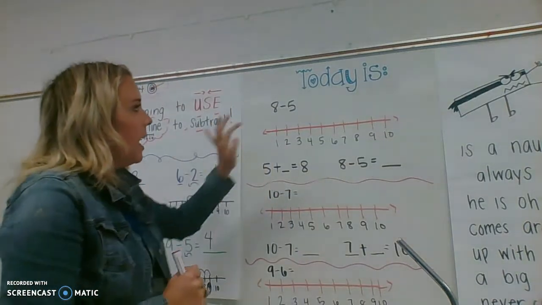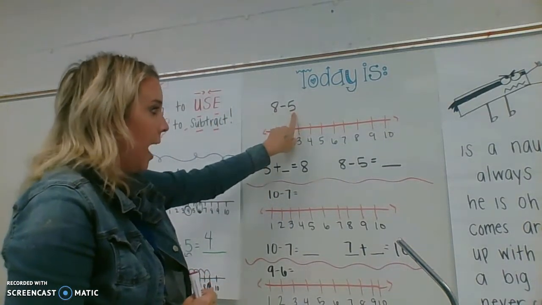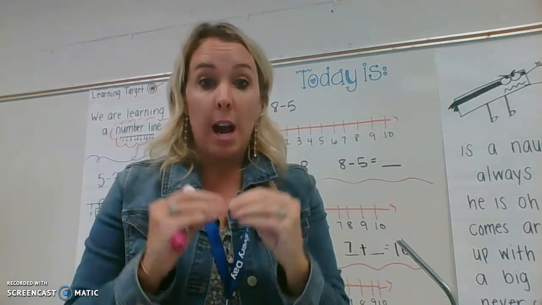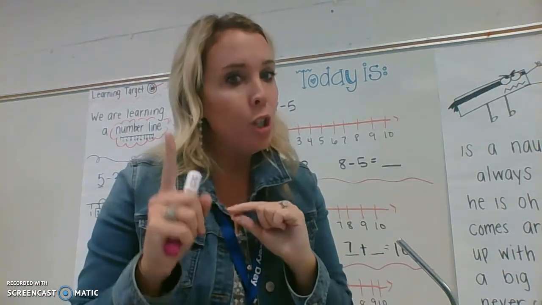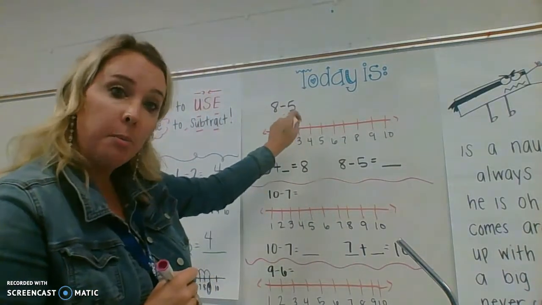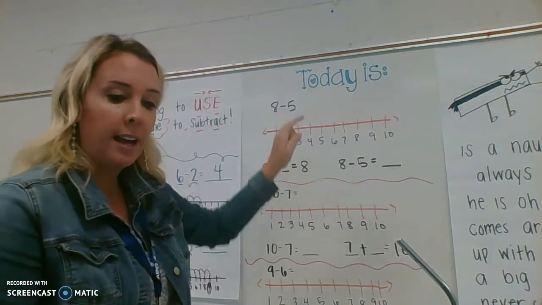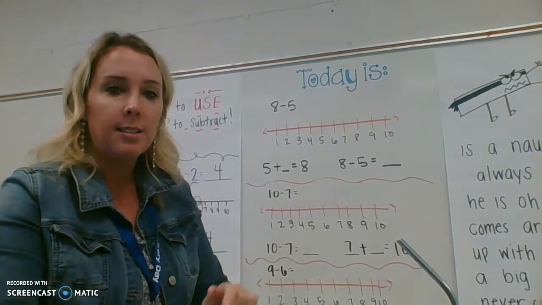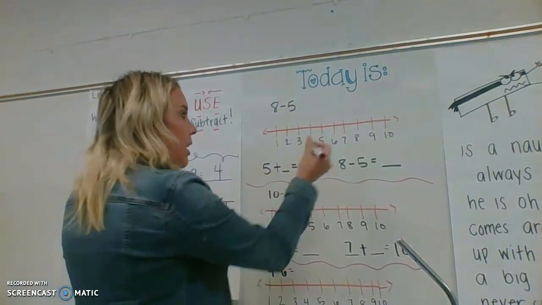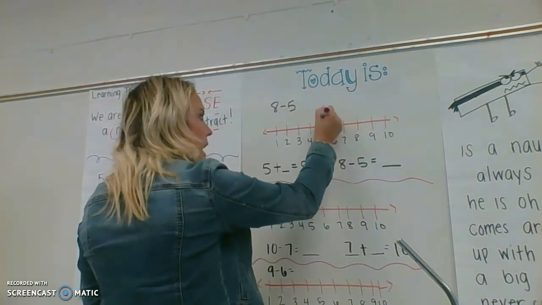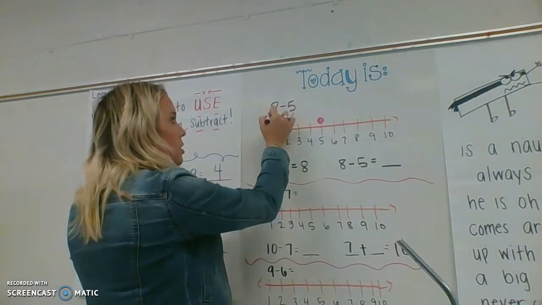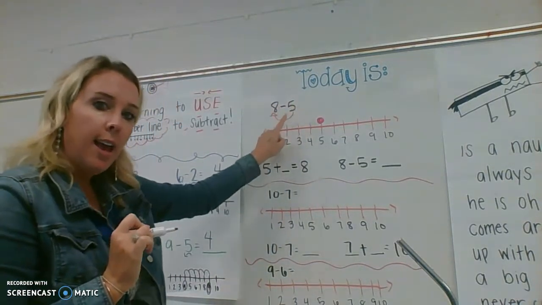All right, so 8 take away 5. We are going to count on the number line to subtract. Now, what you have to do is pull out the smallest number in this equation. So 8 minus 5, and the smallest number is 5. So you're going to start at 5. I'm going to start here at 5 on my number line, and you are going to count up to 8. You're going to start at 5 and count up to 8.